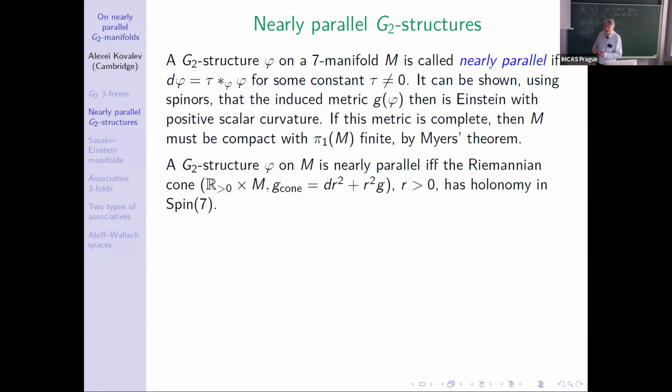Now another view on what it means that we have a nearly parallel G2 structure, and also a bit of motivation. So why do we look at this class? We can make a Riemannian cone with a cross section given a 7 manifold. Then the resulting cone metric will have a holonomy in Spin 7. So a little bit of the significance of Spin 7.